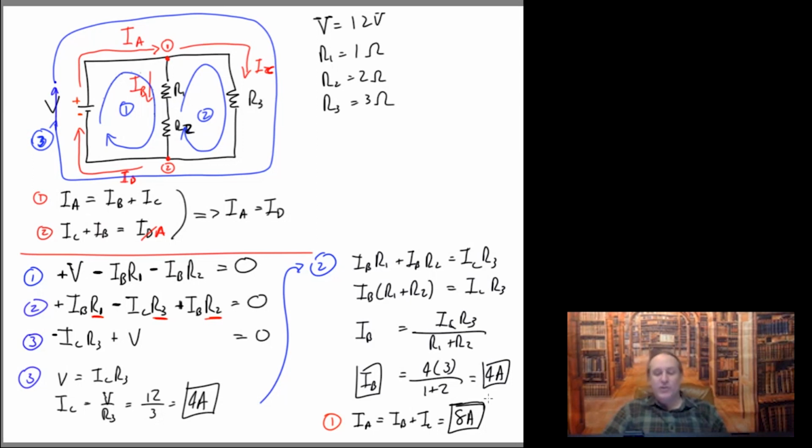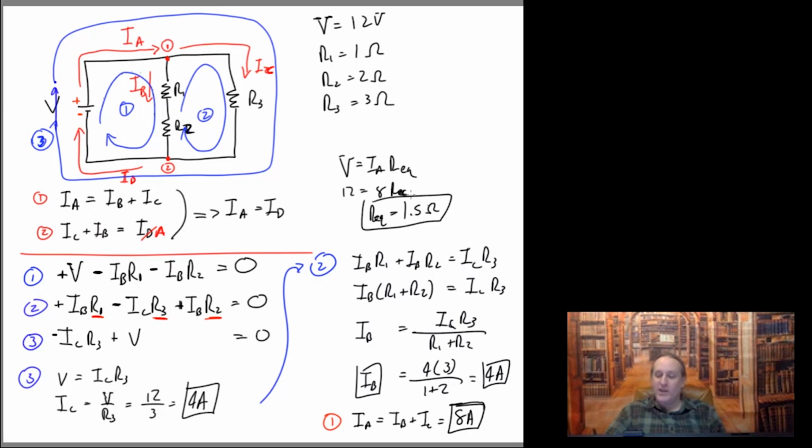Notice we never had to do something like say R1 and R2 are in series, and then combine them in series to say that thing is in parallel with R3, and then combine those in parallel and get an equivalent resistance. In fact, if I want to know the equivalent resistance of the circuit, I could solve this way and then say just V equals IA times R equivalent. And that would be 12 equals 8 R equivalent, and R equivalent would then be 1.5 ohms.